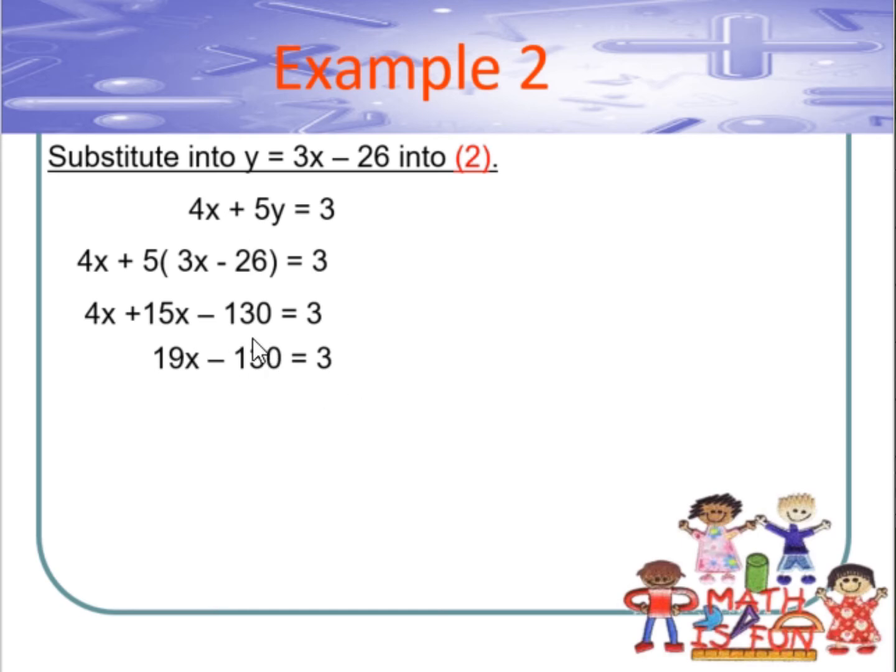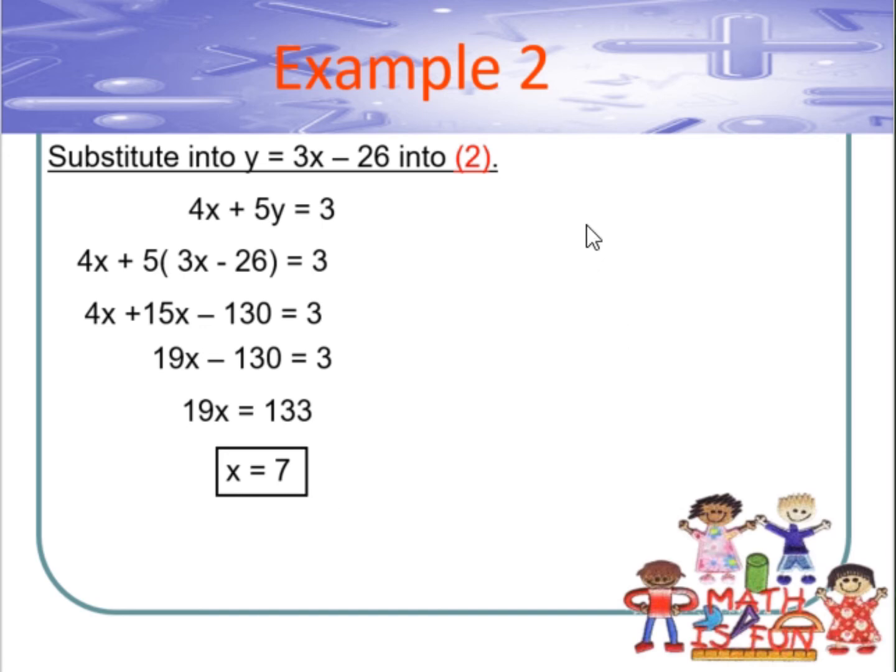Yung negative 130, lipat natin sa kanan. By addition property of equality ay magiging positive 130 plus 3. So, next step will be 19x is equal to 133. Next, we'll have to divide yung buong equation by 19 kasi yun yung coefficient ng x na 19. So, 19x divided by 19 is equal to x, and 133 divided by 19 is equal to 7. So, nakuha na natin yung value ng x na 7.